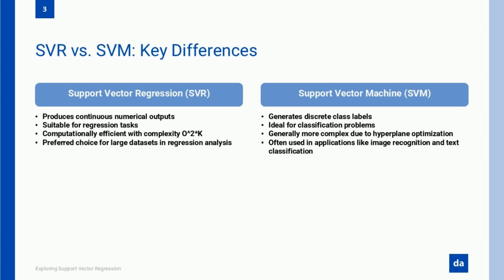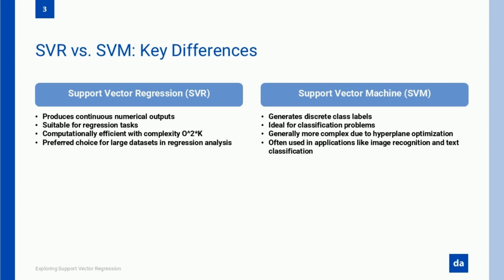The way they handle errors is also different. Support vector machines focus on maximizing the gap between categories. They care most about the hardest to classify points, the ones sitting right on the edge of the boundary. Support vector regression, however, introduces the epsilon margin, where small errors are completely ignored. This is what makes it resistant to noise and minor fluctuations in data.